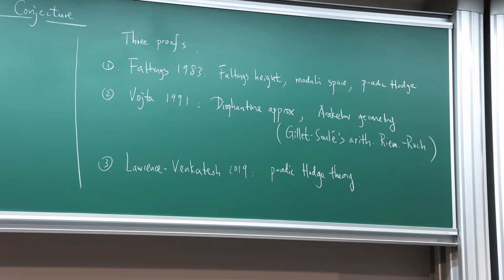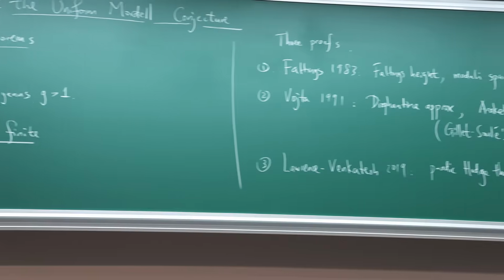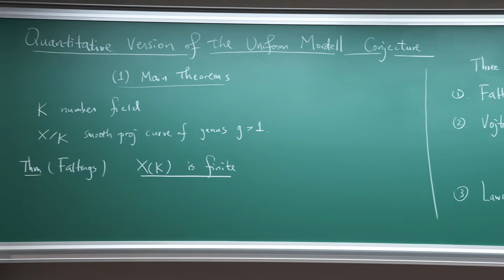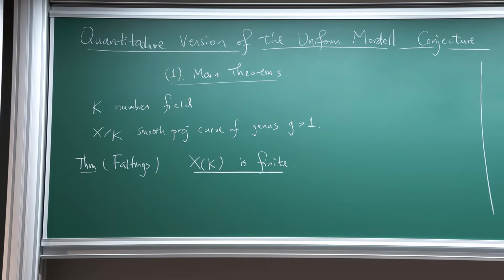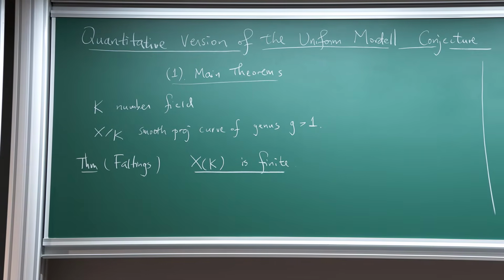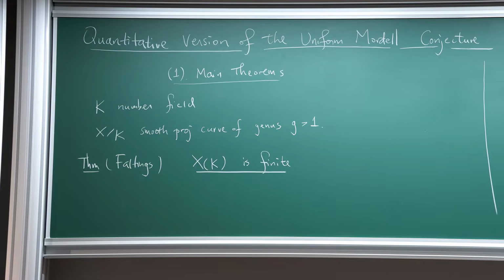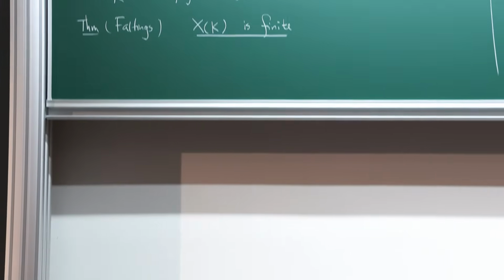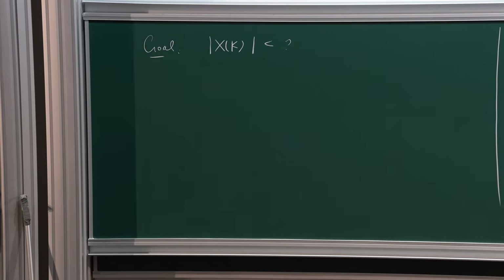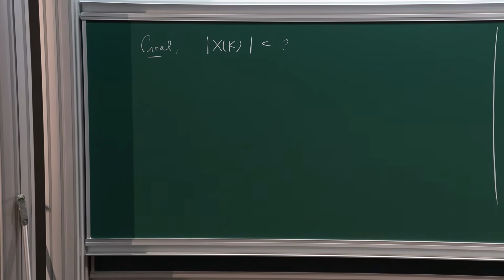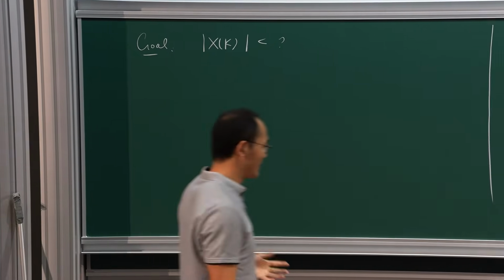So now the goal today is for this uniform version of the Mordell conjecture, or even quantitative version. So the goal is, we already know it is finite, then we want to bound the number. So how many points are there? Of course, we need to use some invariants of X.